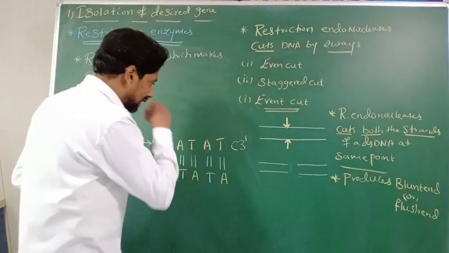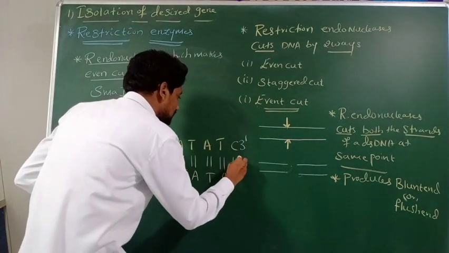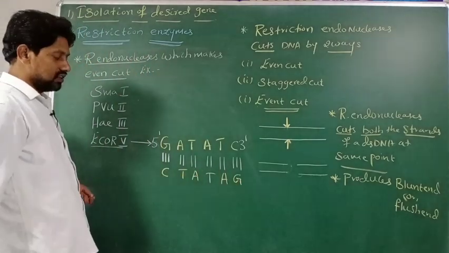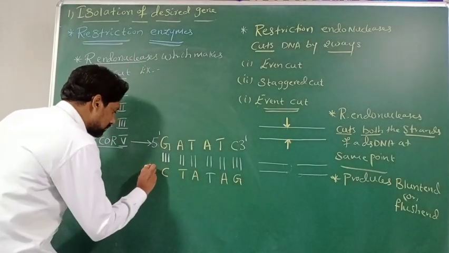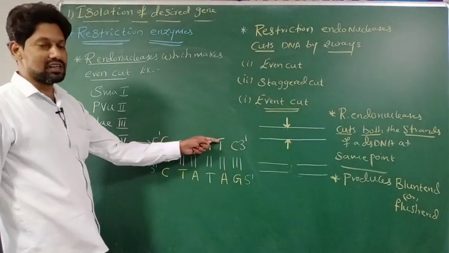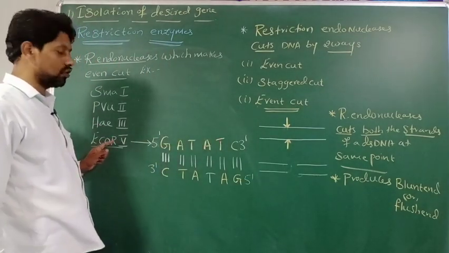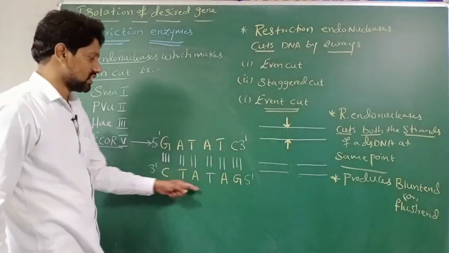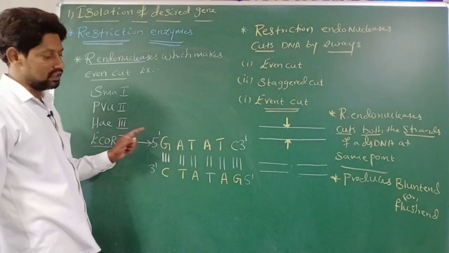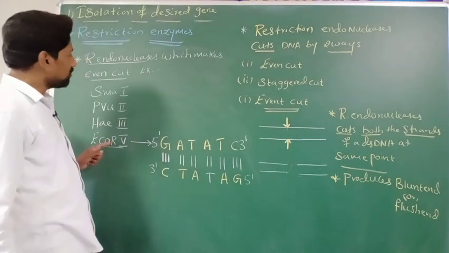Right. Sir, C pairs with what? C pairs with G. Is it okay? Right. Now, sir, what is this one? This is the restriction site or recognition site for EcoRV. EcoRV, sir, makes which cut?